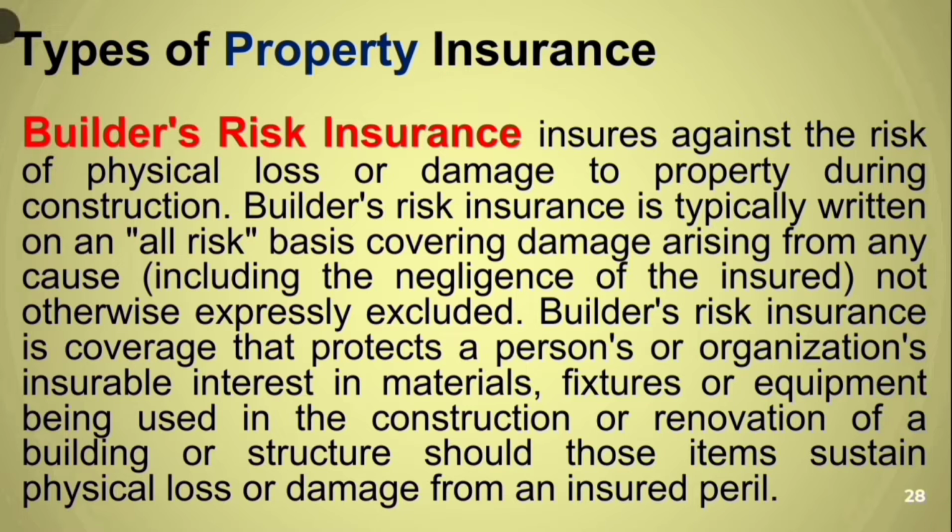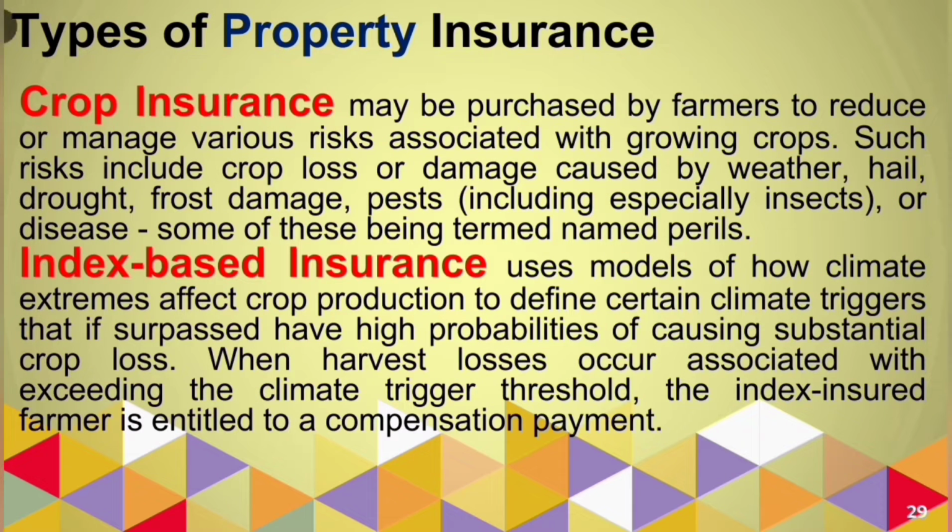Builder's risk insurance is coverage that protects a person's or organization's insurable interest in materials, fixtures, or equipment being used in the construction or renovation of a building or structure should those items sustain physical loss or damage from an insured peril. Types of property insurance. Crop insurance may be purchased by farmers to reduce or manage various risks associated with growing crops. Such risks include crop loss or damage caused by weather, hail, drought, frost damage, pests including especially insects, or diseases, some of these being named perils.